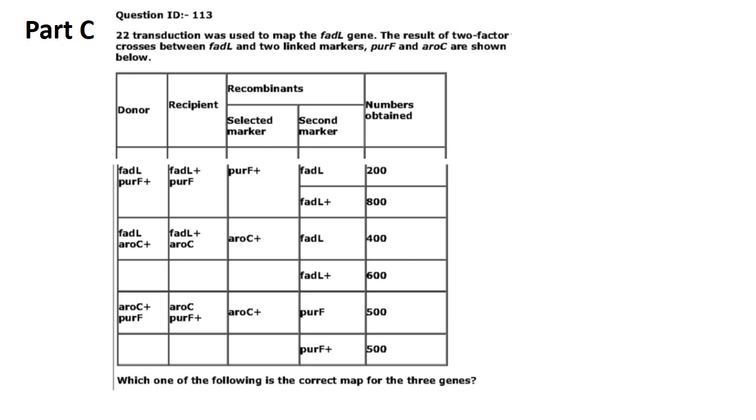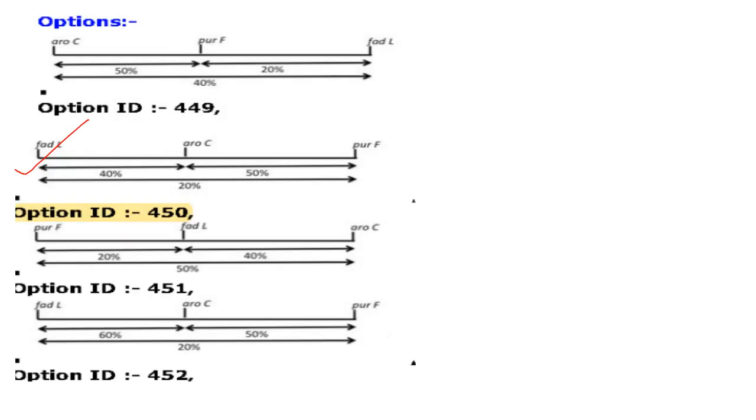So such kind of graph you can see. Yes, that is seen in option number 2 of these given options. So FADL and PURF are at the ends and AROC in the middle. So FADL and PURF have the least frequency, so they are far apart, that is 20%, then comes 50% and then comes 40%. So the answer here is option 2.